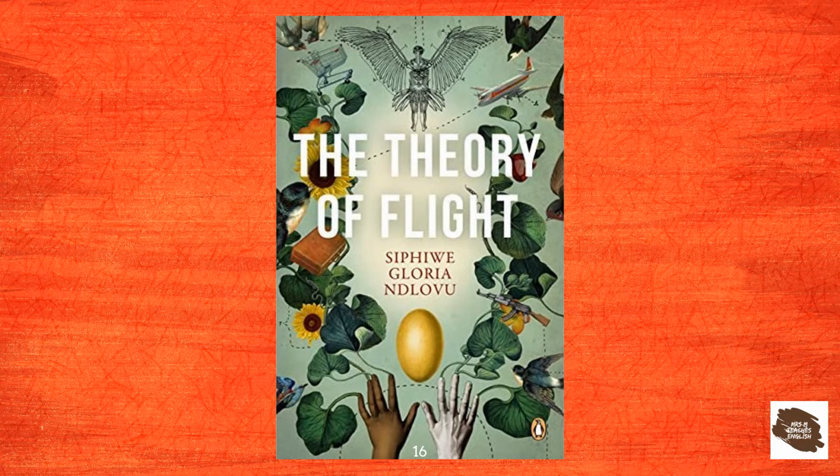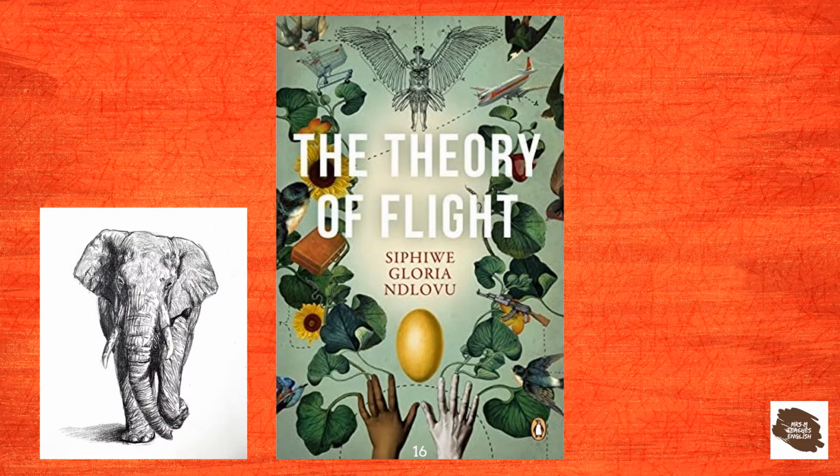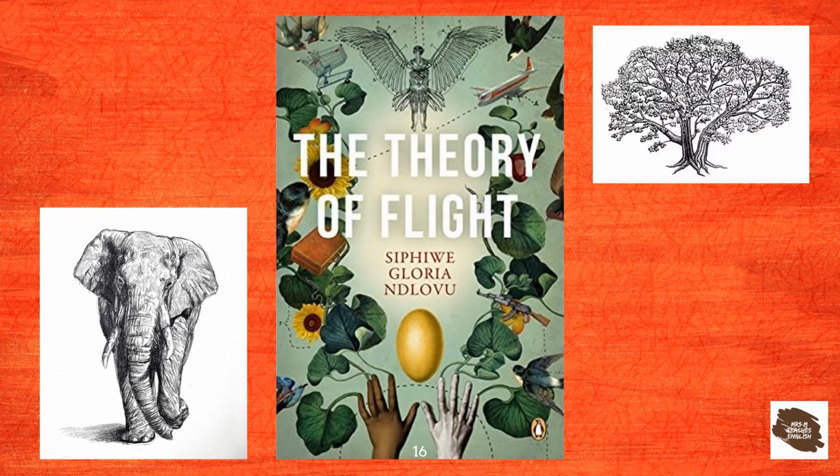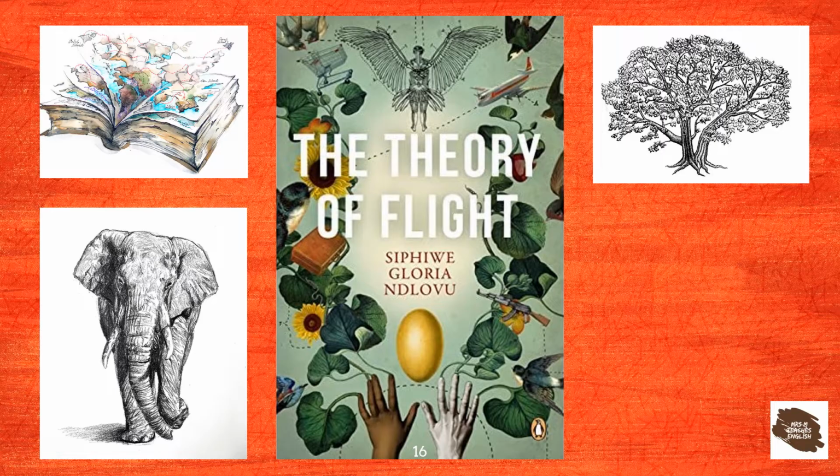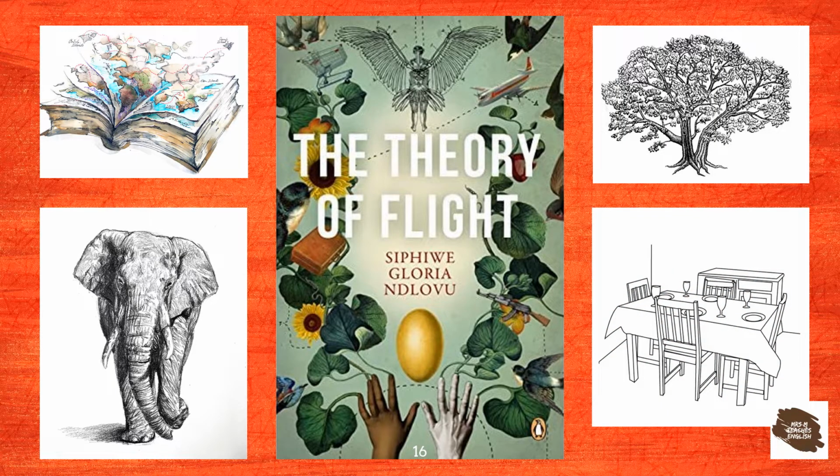Once you've read the novel, you'll realize just how clever the design of this cover is. And you should ask yourself what other symbols could be added to it. For example, an elephant, especially as the author's surname, Ndlovu, means elephant. Jacaranda trees are important in the novel, especially when some of them are felled. A world atlas is referenced many times, as is a yellow formica table with 4 chairs.